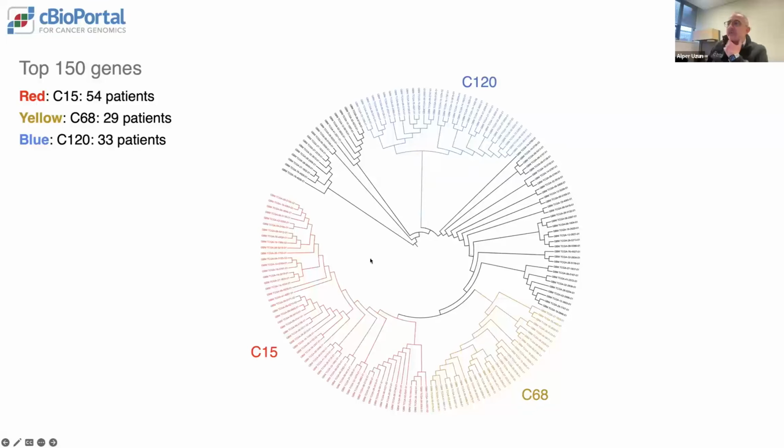So what you see here, again, is the dendrogram, and each edge of the dendrogram is one patient. This red cluster, C15, is a group of 54 patients. They came in the red group because of their network similarities. The blue one is C120, and here C68 is another network that we identified and want to go deeper into.